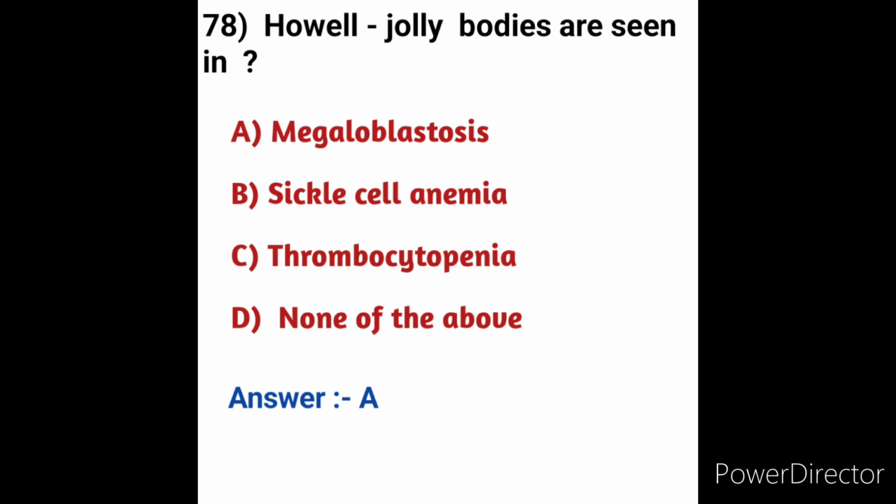The causes include radiation therapy involving the spleen, such as that used in the treatment of Hodgkin lymphoma. Howell Jolly bodies are seen in amyloidosis, severe hemolytic anemia and megaloblastic anemia, and also myelodysplastic syndrome. They can be seen in premature infants also. Here option A, megaloblastosis. Howell Jolly bodies are seen in megaloblastosis. Option A is the correct answer. Next we will move on to question number 79.